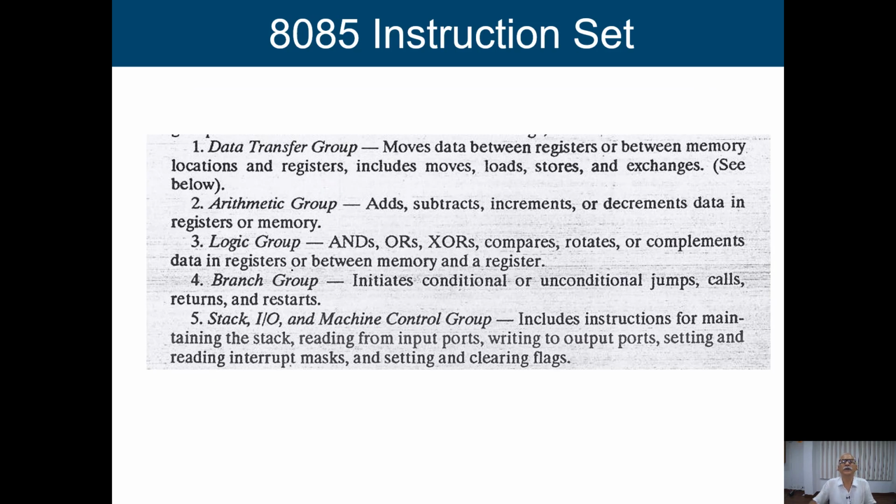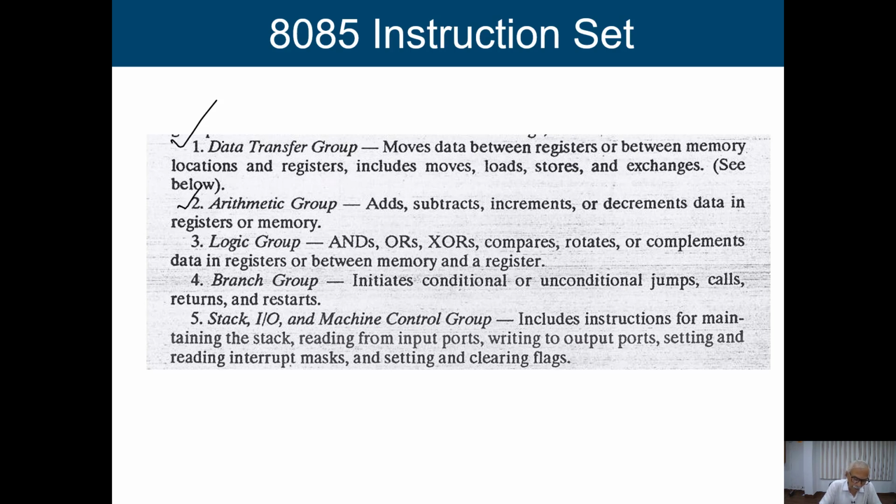Now if you look into the instruction set of 8085, you will find that we have 5 different categories of instruction. One is your data transfer group. It will transfer information from source to destination. Source may be a register or memory location, as well as destination may be a register or a memory location. So we have transfer of information from one point to another. For that we need instructions which perform this data transfer task, and we say this is the data transfer group.